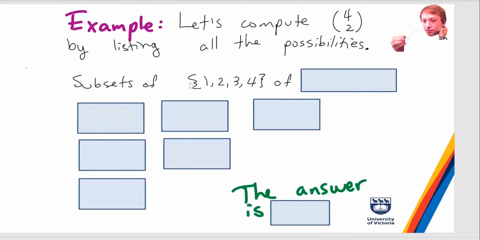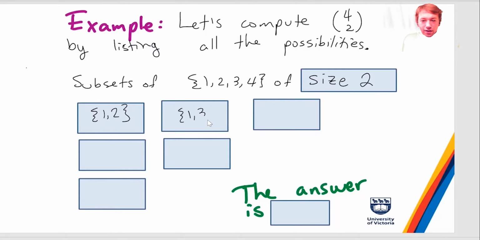Let's just list them out, right? So what are the subsets of 1, 2, 3, 4 of size 2? Does anyone have an example of a subset of size 2? Yeah, these are all good examples, right? So 1, 2. I'll go through them this way: 1, 2, 1, 3, 1, 4. So just all the ways of choosing two elements. Yeah, 1, 1 doesn't technically work.